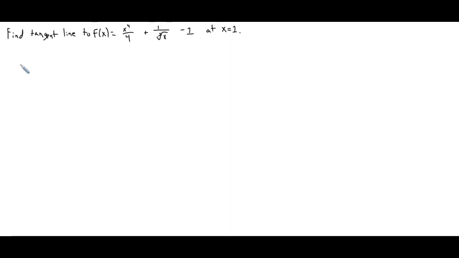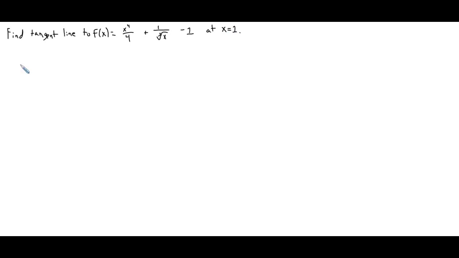This next problem asks us to find the tangent line to f of x equals x to the 4th over 4 plus 1 over the cube root of x minus 1 at x equals 1. Okay, so we've seen this kind of problem before, right? Find the tangent line. So we know that we're going to need the derivative at x equals 1, and then we're going to need our point x1 comma y1.